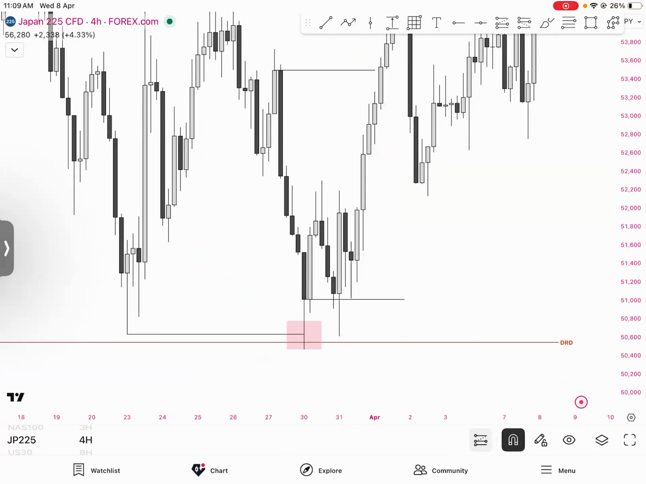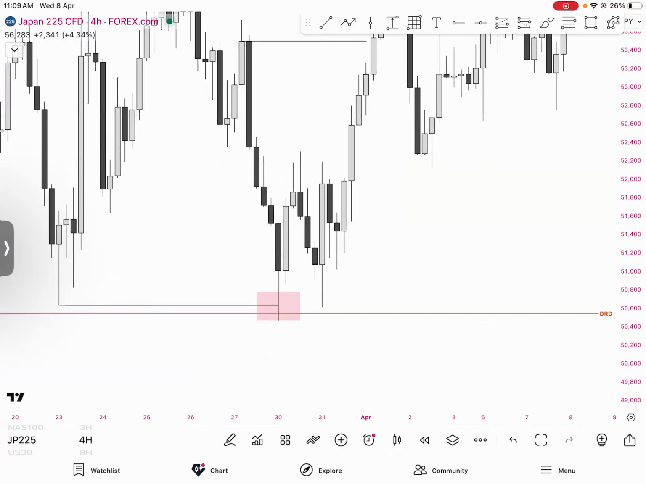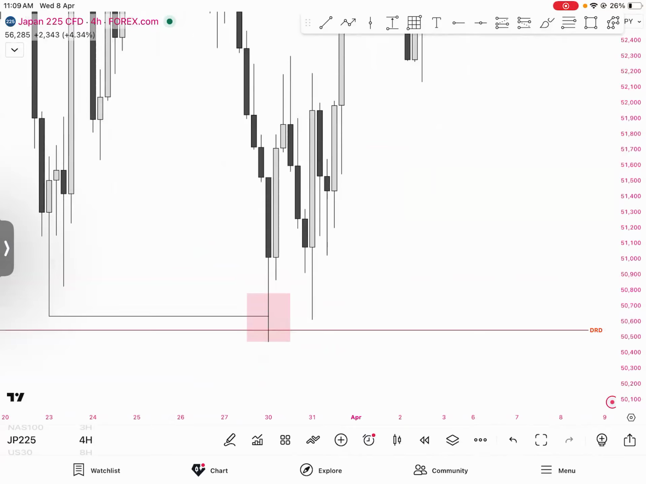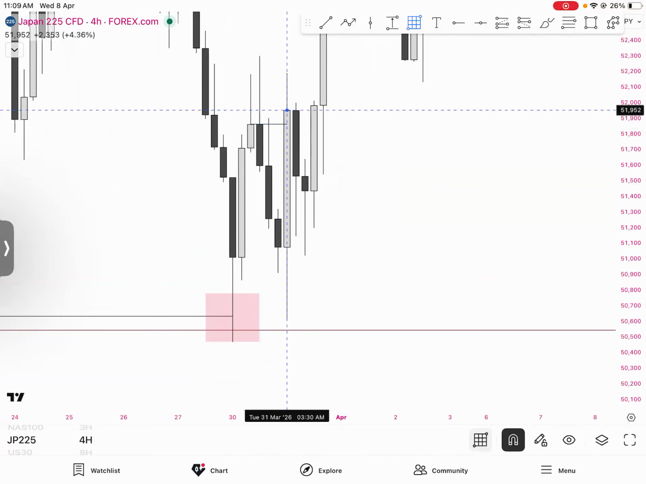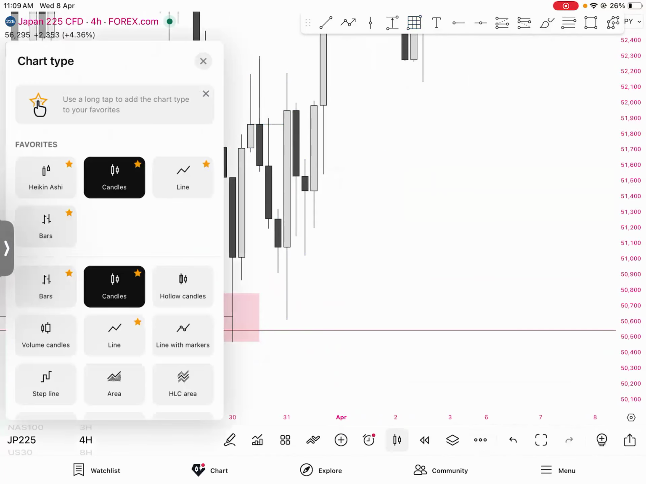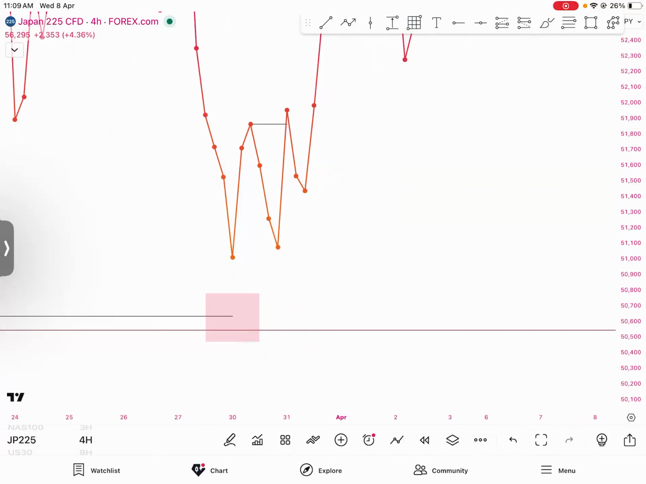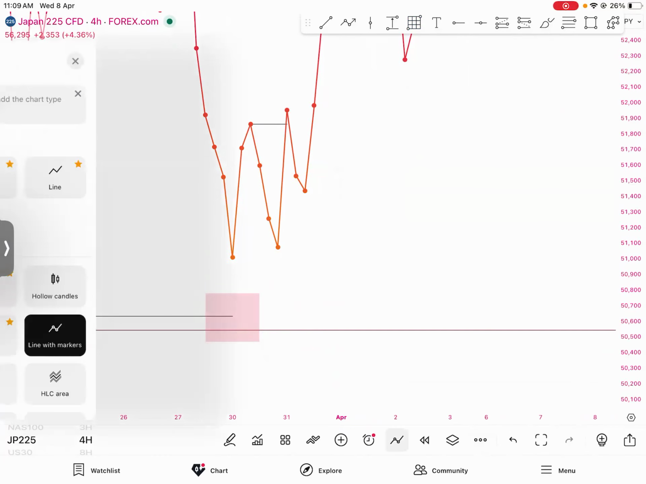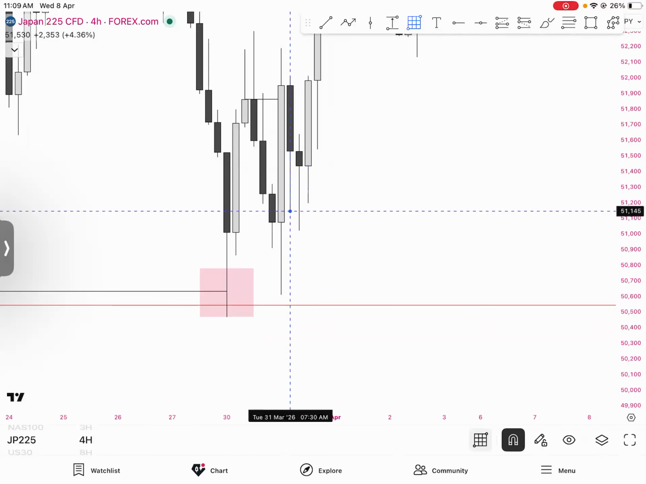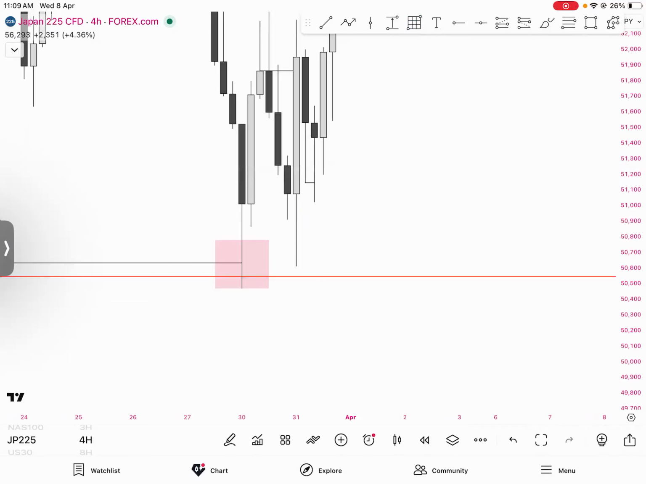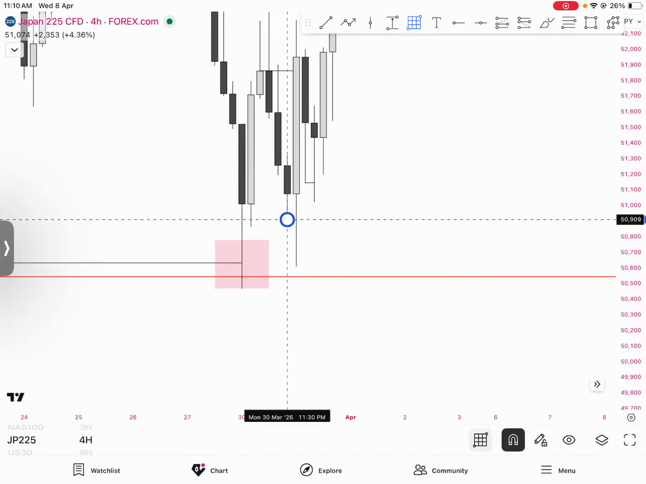Or if you don't want to enter directly, you can wait for an internal breakup structure. So what is the reason for the internal breakup structure? Here you can see the structure has been broken. Let me go to the line chart and I can show you here. You can see the internal breakout structure has been broken here. Once the internal breakout structure is done, you can see a single candle liquidity here, and we have the engulfing entry opportunity. You can see this is the engulfing entry opportunity.